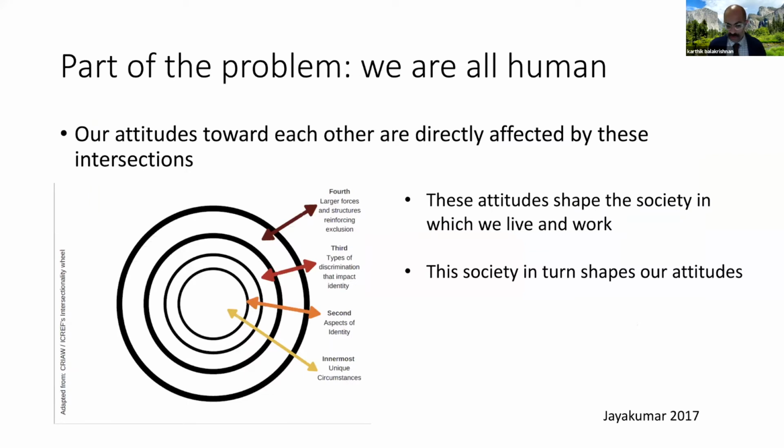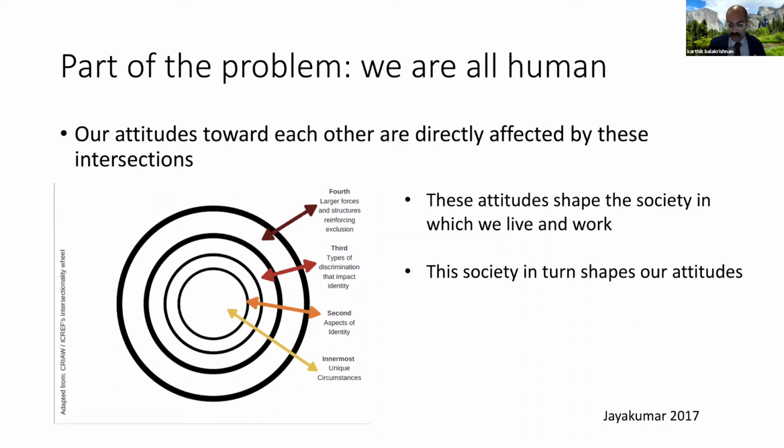So why does this happen? Well, there's lots of things that are probably contributing, but part of the problem is, frankly, we're all human. So our attitudes towards each other are directly affected by these intersections of identity. And this is one graphical representation. Our innermost identities are based on our unique circumstances and experience in life. The layer outside of that is the aspects of identity that we present to the world.